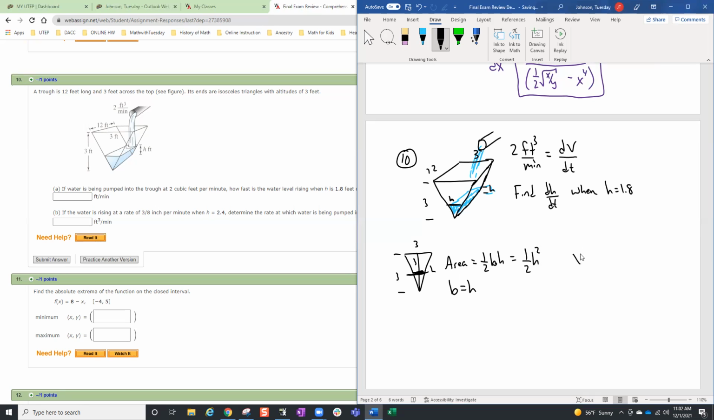And now the volume of any 3-dimensional object will take the area of an end times the length. So this is 1/2 H squared times 12. That 12 will be consistent throughout the entire problem. It's exactly 12 feet long. So our volume is 6H squared cubic feet. We know dV/dt is 12H dH/dt. And now we can fill in our values.